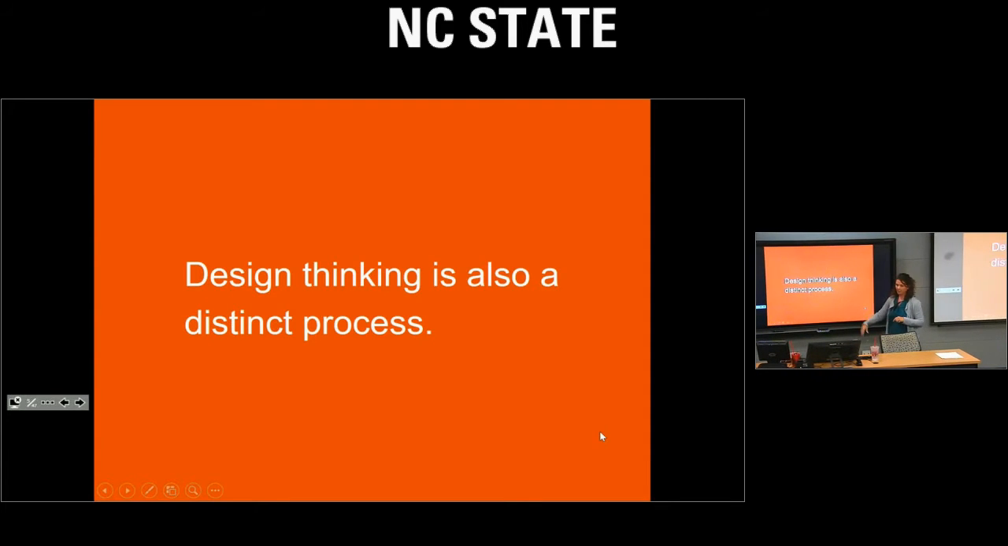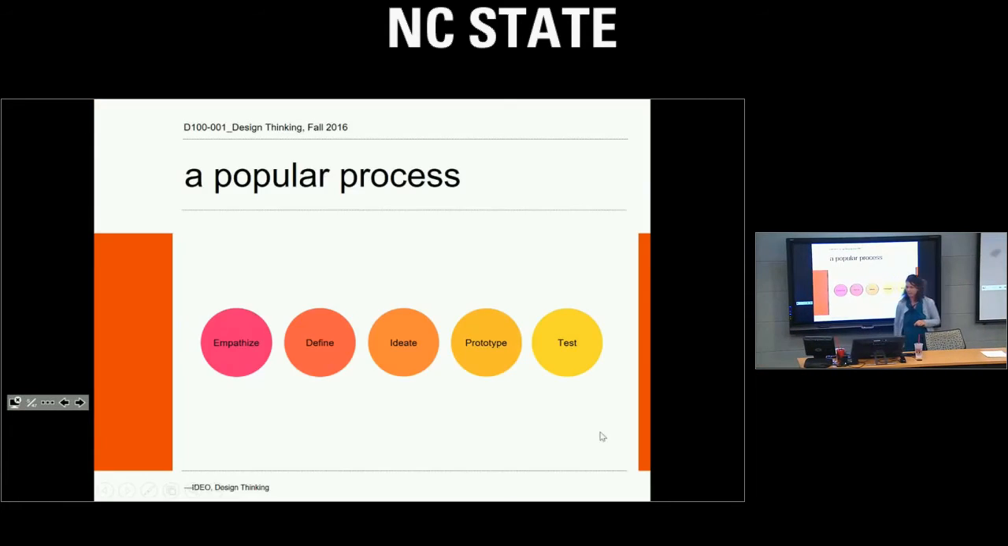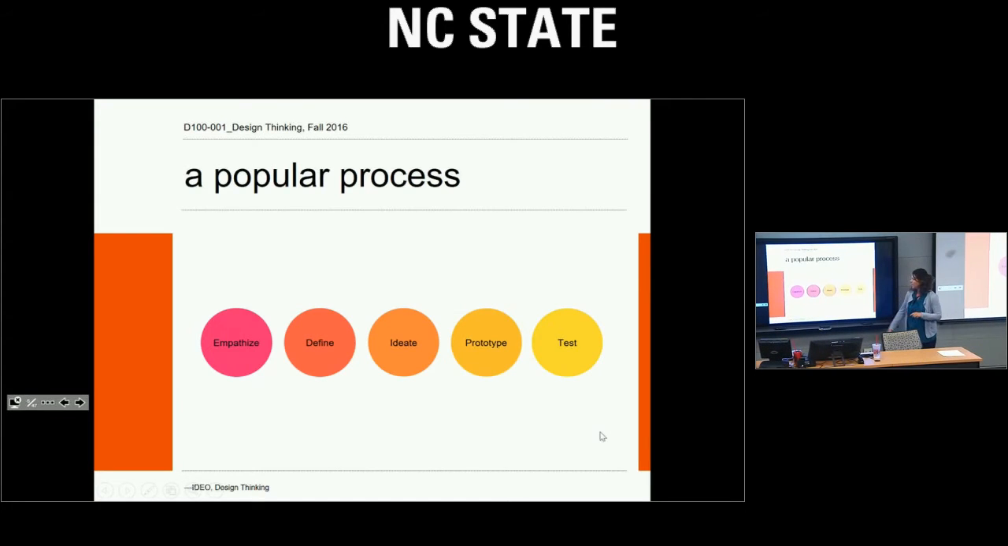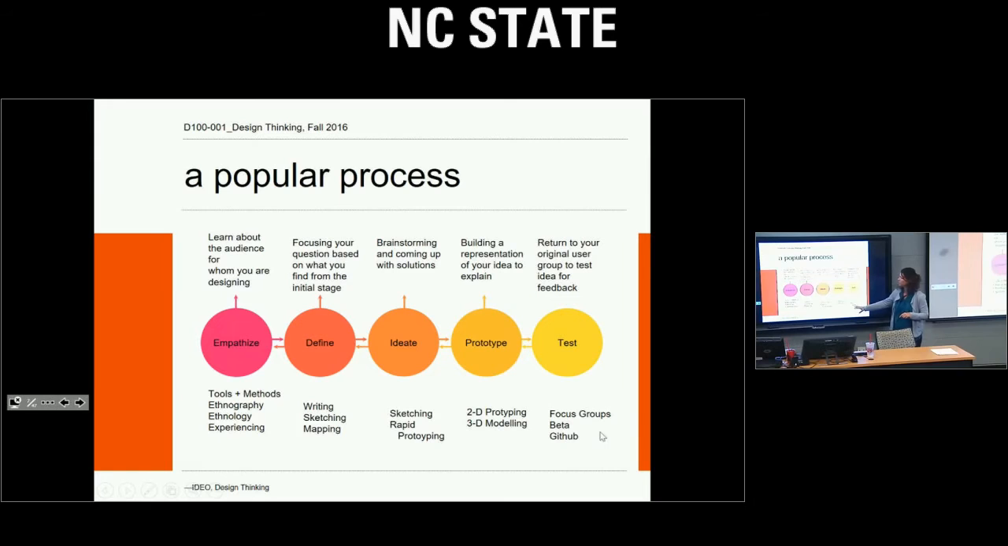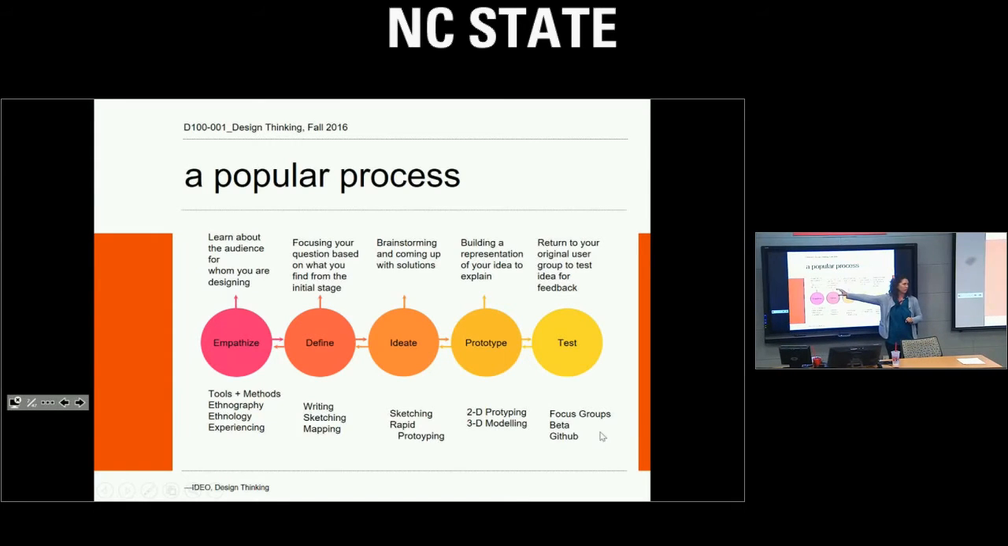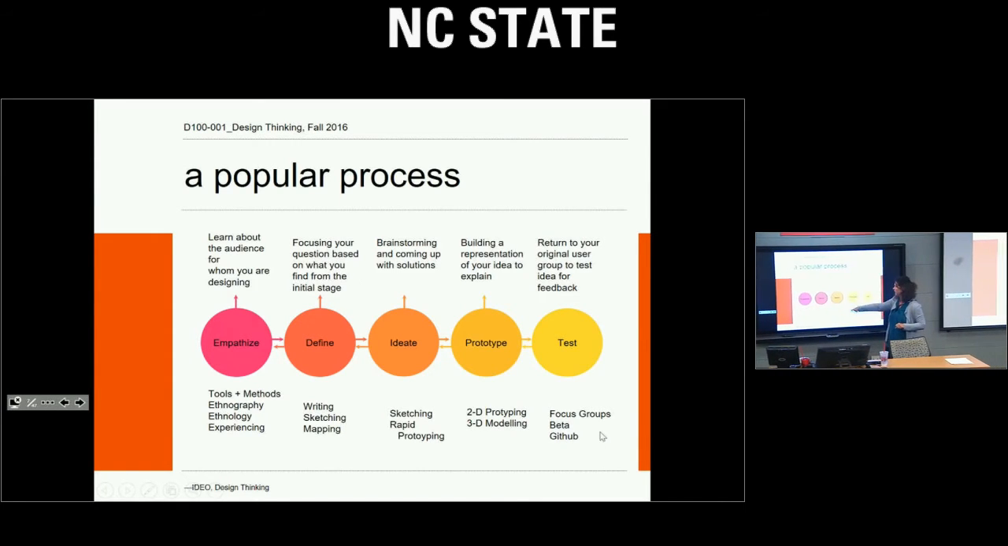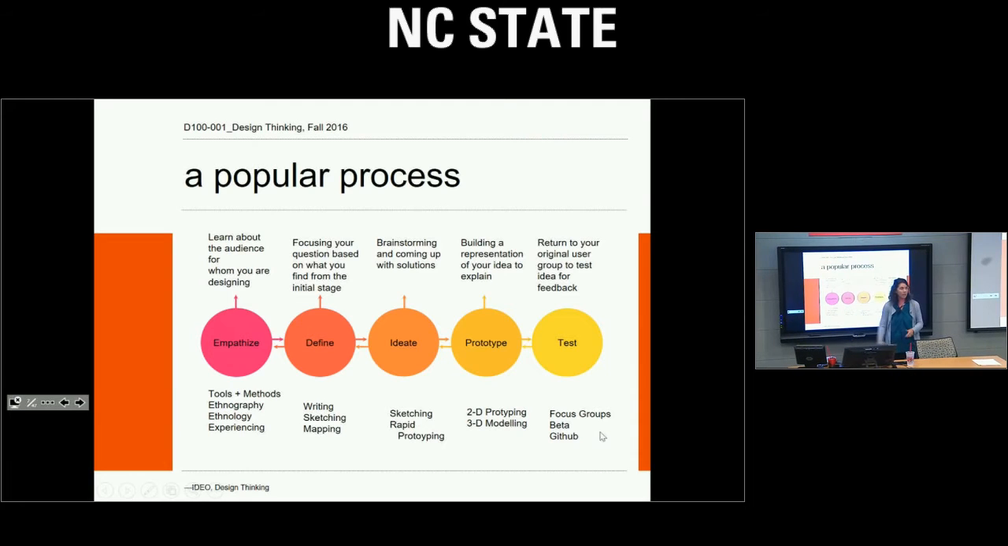It has this distinct process, and we went over this in the last lecture, of empathizing, defining the problem, ideating, prototyping, and testing. Within each one of those, there are really specific goals we're trying to get to. So in the empathy phase, we're trying to learn about our audience.